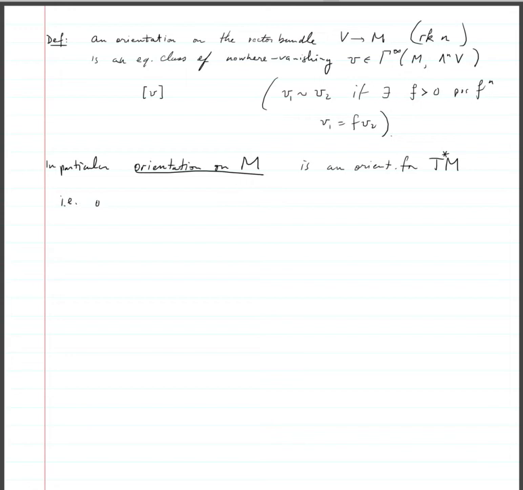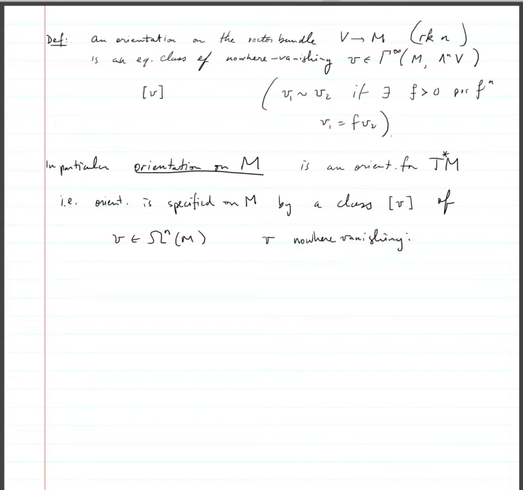So this means that an orientation is specified on M by a class of n forms V, where V is nowhere vanishing, and such an n form on the n-dimensional manifold M is called a volume form.